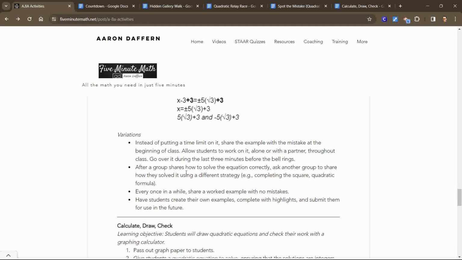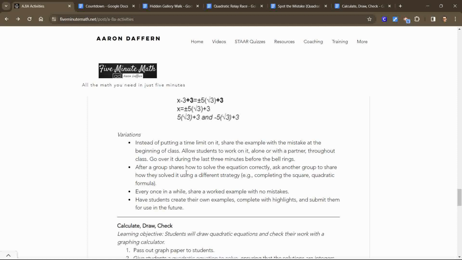So, some variations. Instead of putting a time limit on it, have the example with a mistake shared at the beginning of class, have them work on it at their own pace throughout the class as they get done with work, and then you go over the answer at the end of class. After a group shares how to solve the equation correctly, have another group share how they solved it using a different strategy, right? So one group solved it with completing the square. Did anyone do it by using the quadratic formula?